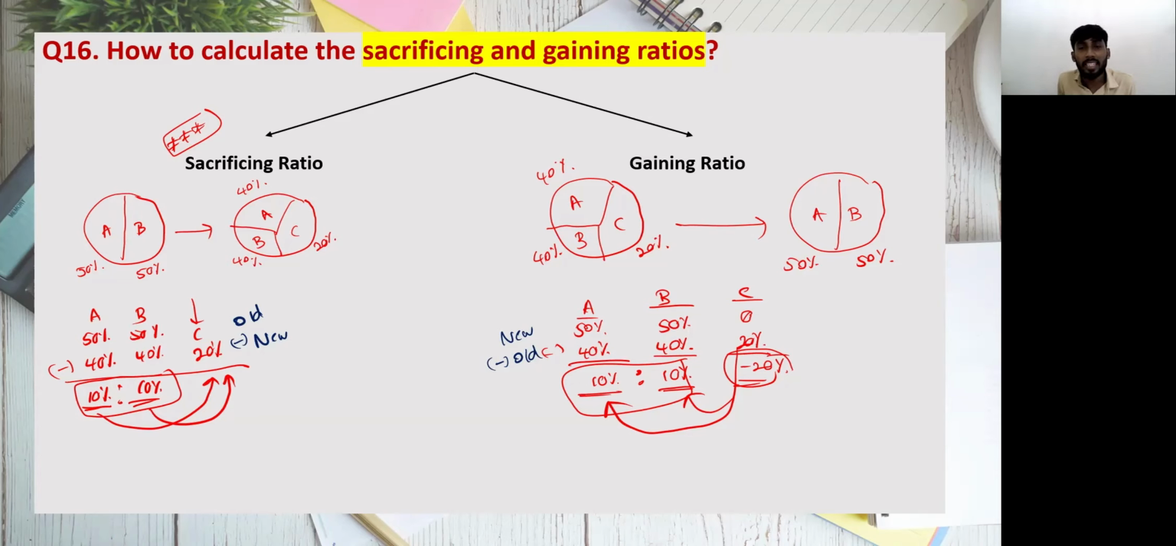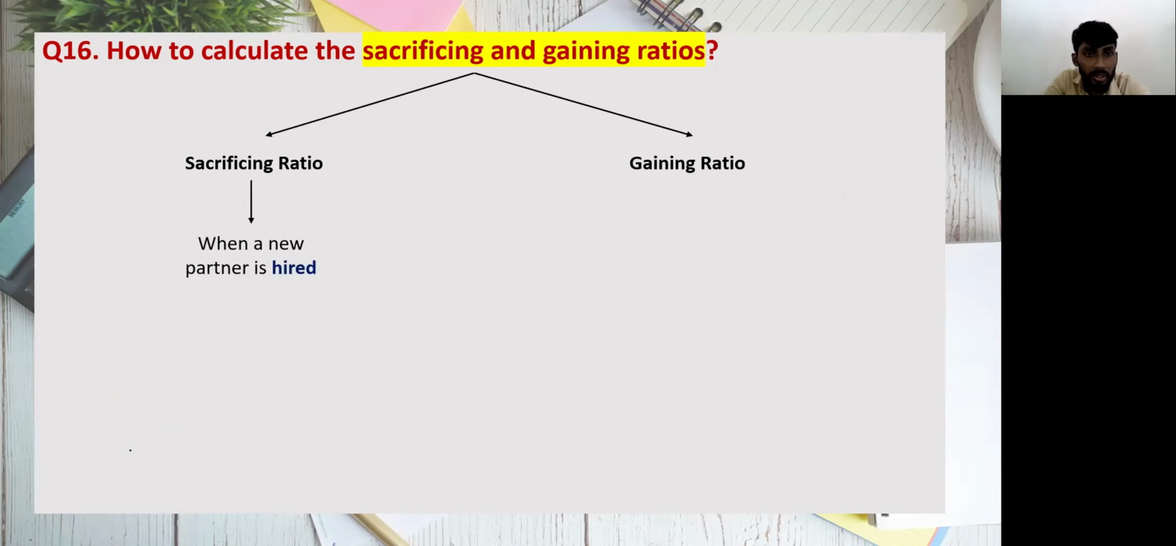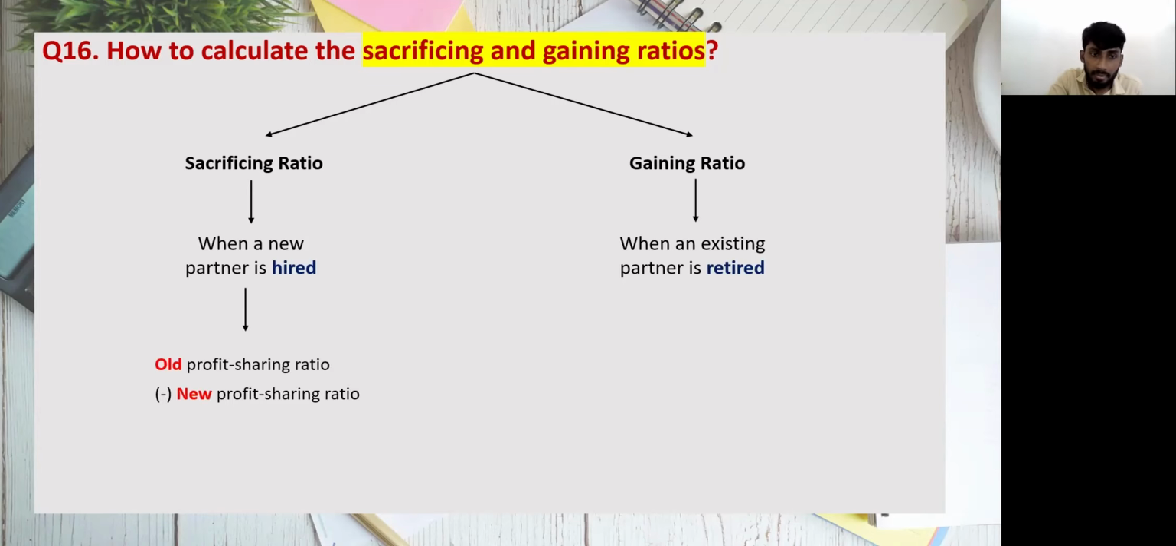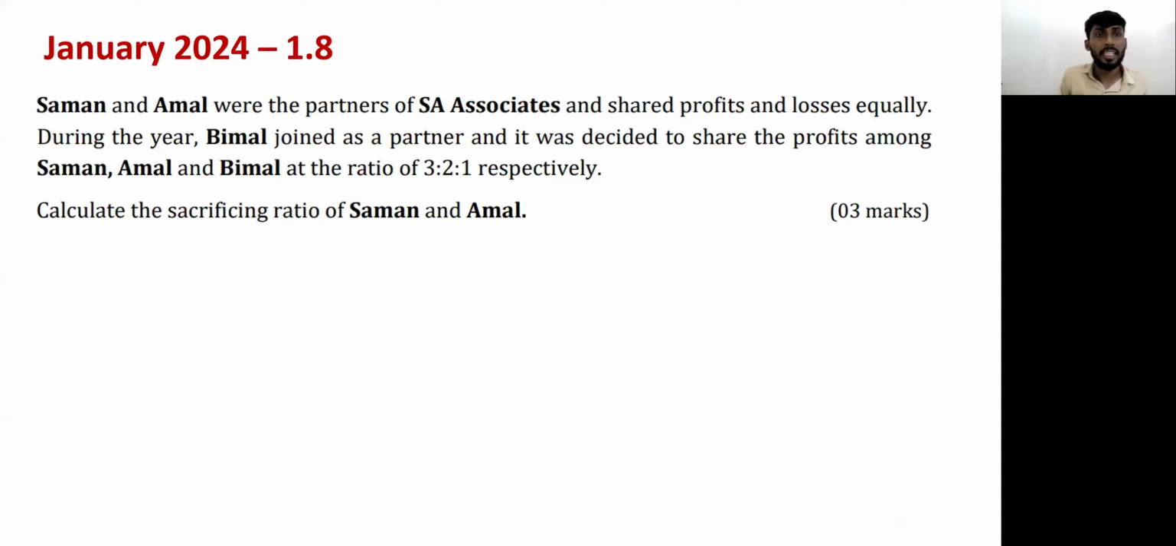So it's very easy to calculate the sacrificing and gaining ratio. To calculate the sacrificing ratio, we deduct new from old. To calculate the gaining ratio, we deduct old from new. That's quite easy. No need to memorize, but to have that understanding. Let me erase the ink on the slide. Sacrificing ratio when a new partner is hired, gaining ratio when an existing partner retires. So old minus new, new minus old. Done. Now let's do a calculation.